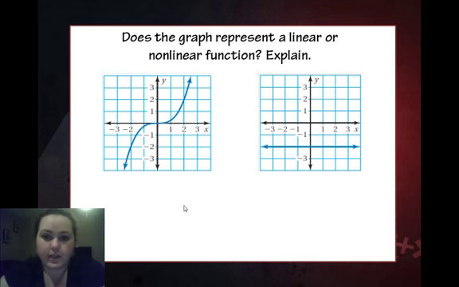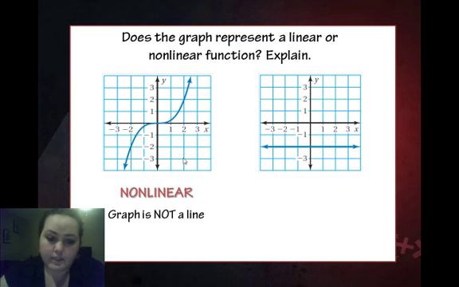Therefore, the rate of change is not constant, and the function is nonlinear. Does the graph represent a linear or nonlinear function? So, if the graph makes a straight line, it's linear. If it's not straight, it's nonlinear. This graph has a curve in it, so it is nonlinear because the graph is not a line. This graph has a straight line, a horizontal line through y equals negative 2. Because it's a straight line, the graph is linear.